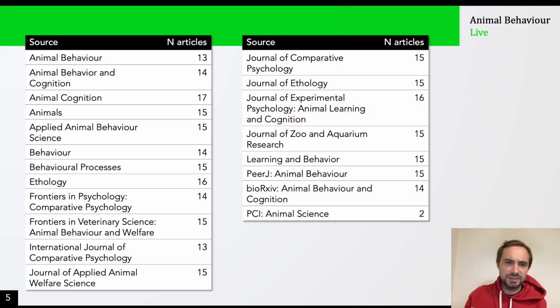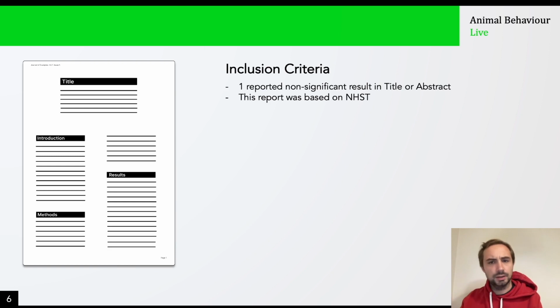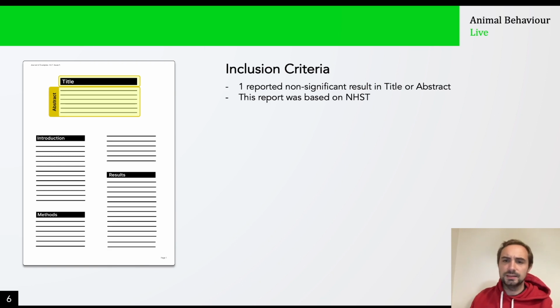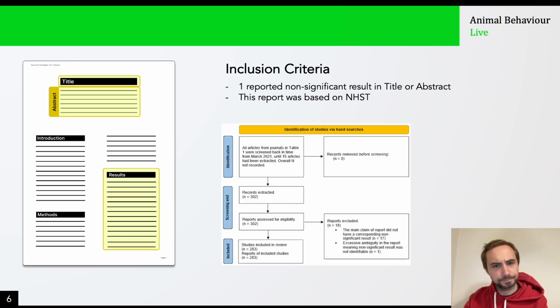So we wanted to look at what the situation was like in the animal cognition field, and so we went through a number of journals and 2 preprint servers and went through around 15 papers in each of these journals to try and see how null results were reported. To be included in our study, the title or abstract needed to report a non-significant result. Once we'd seen that, we went to the results section and made sure that the result was actually based on an NHST test rather than on another test where these issues don't apply. Ultimately we had 302 papers that passed our initial screening and 283 that were included in the final study.